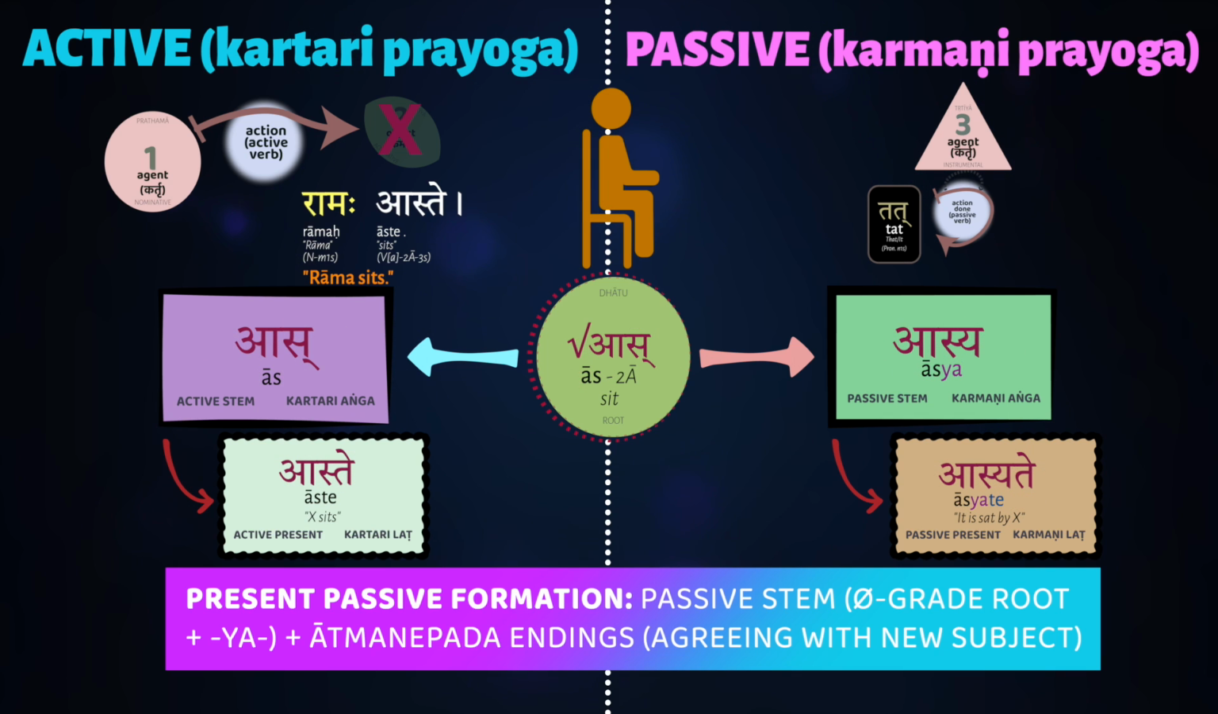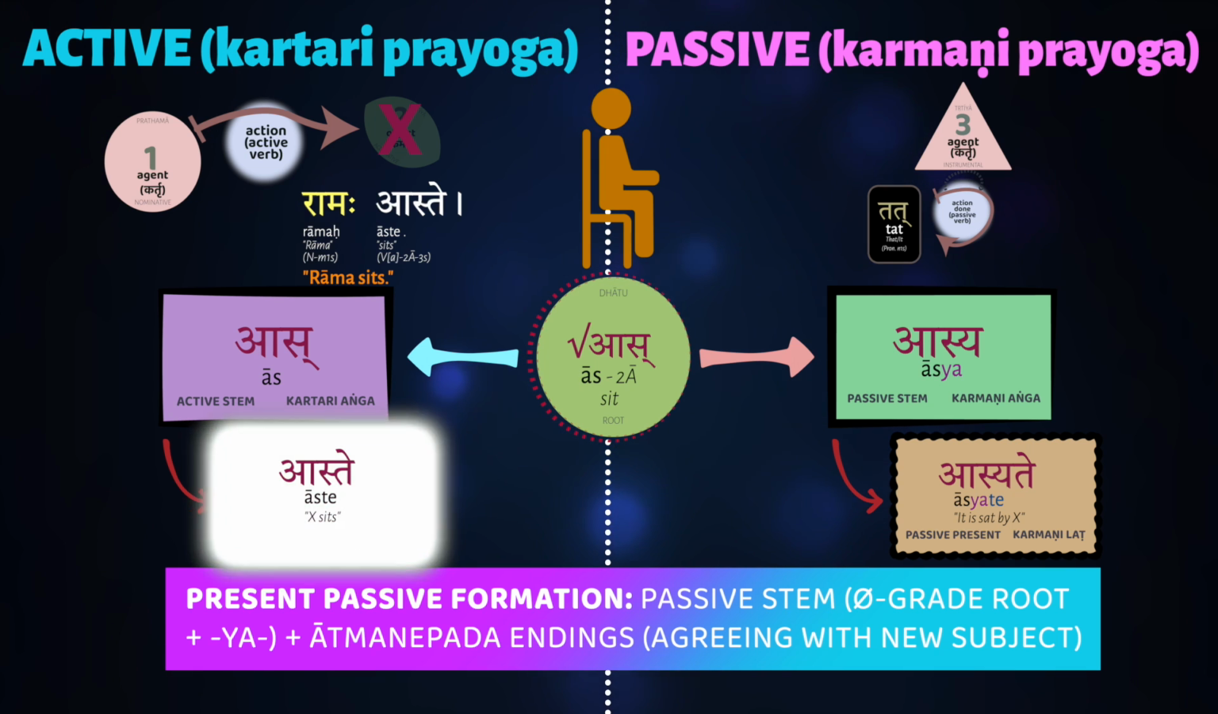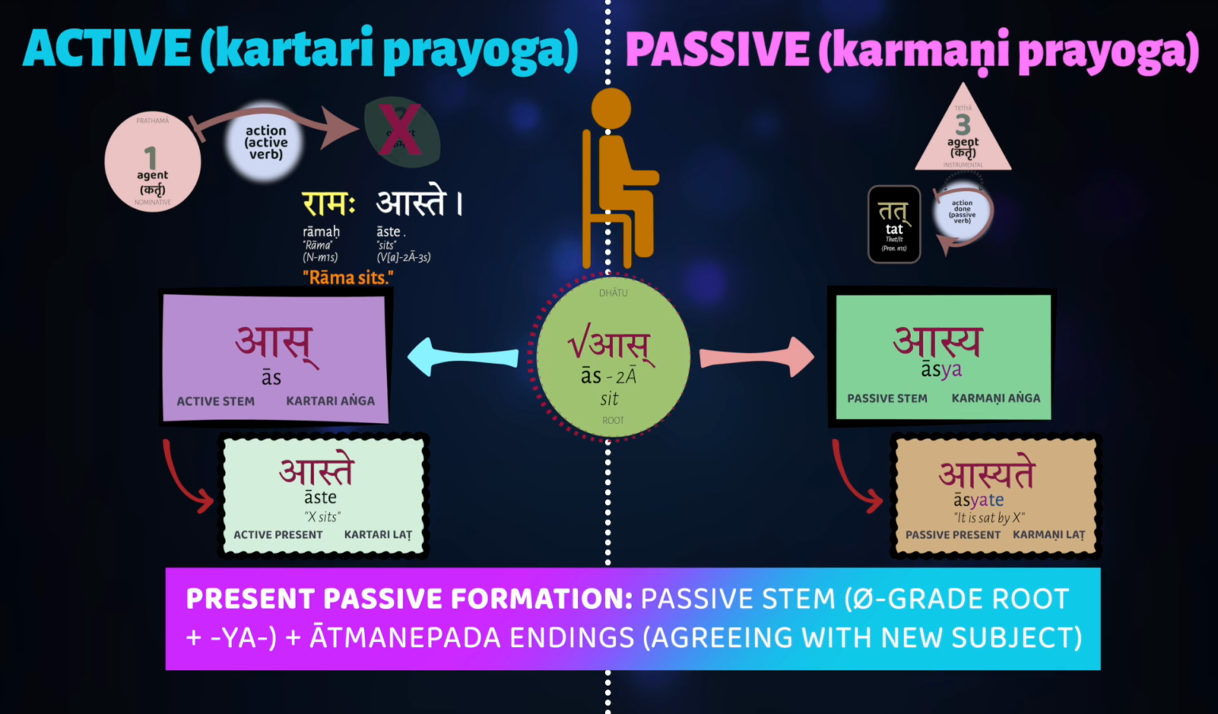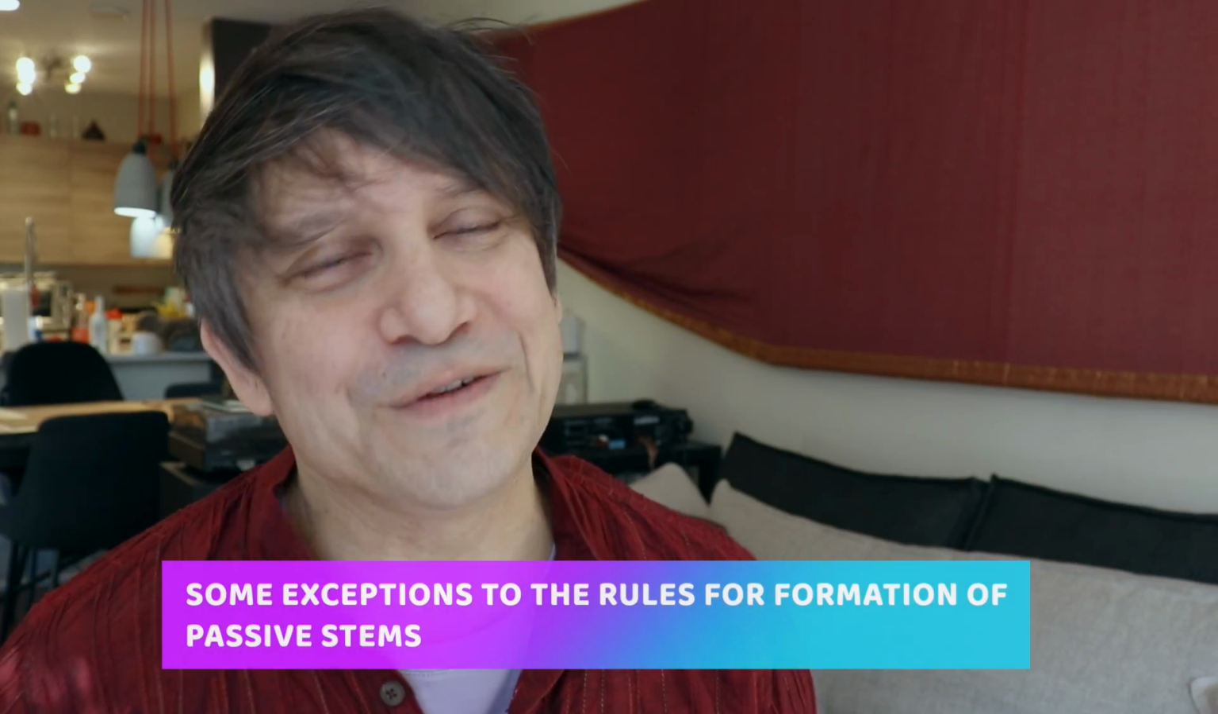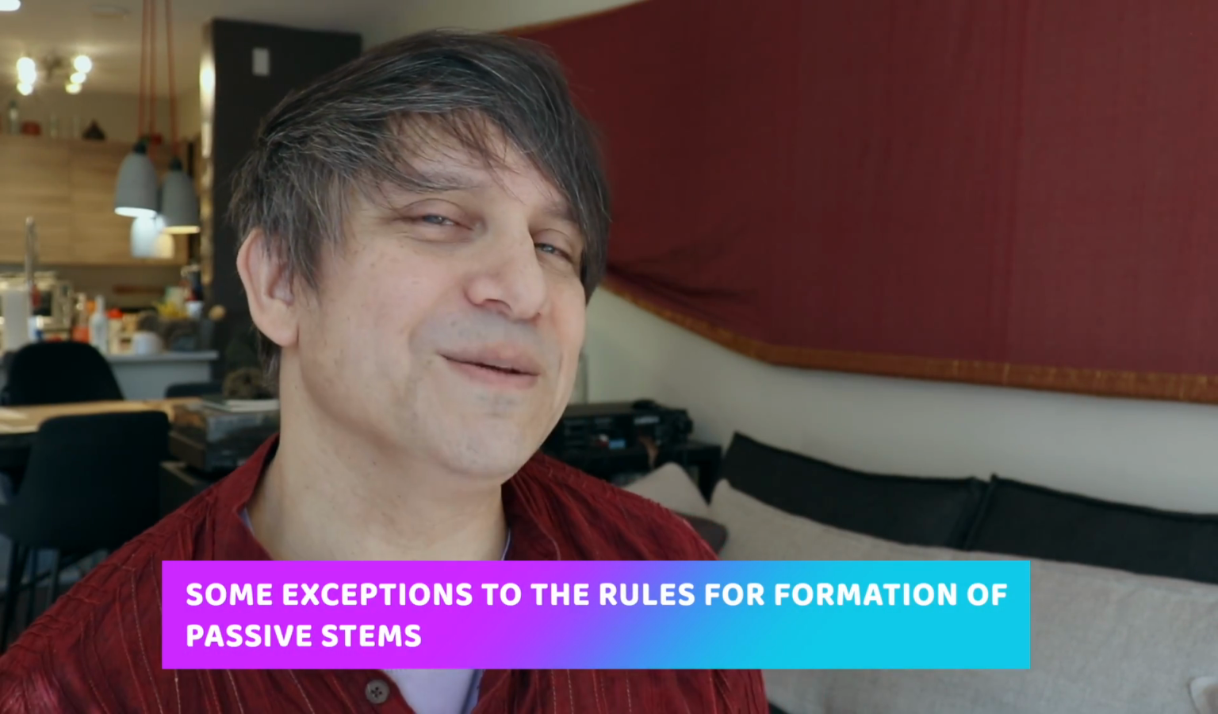We can do the same thing with second class atmanepada root as, which means to sit. Aste in the present active conjugation. Ramaha aste, Rama sits. In the passive, we'll take as, we'll add our passive marker ya, and the third person singular ending, te, to get asyate. Ramena asyate. It's being sat by Rama. Rama is sitting.